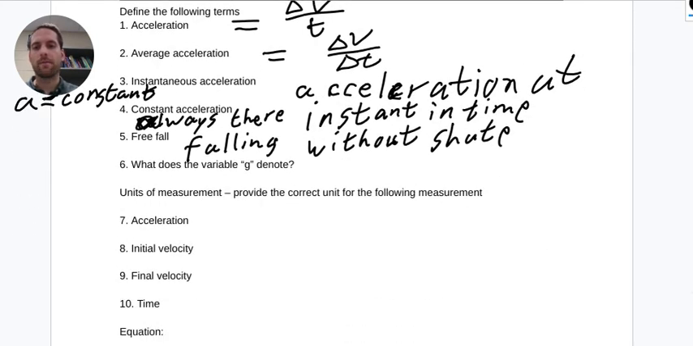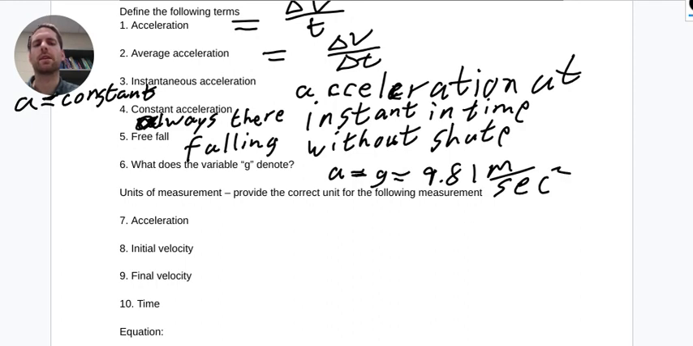All right. The variable g is the acceleration due to gravity. So a equals g, and that is 9.81 usually. It's different in different parts of the earth, but in general it's 9.81 meters over seconds squared, the units for acceleration. So our units for acceleration are going to be meters over seconds squared. Usually has a direction, which I'll note that because it's a vector.